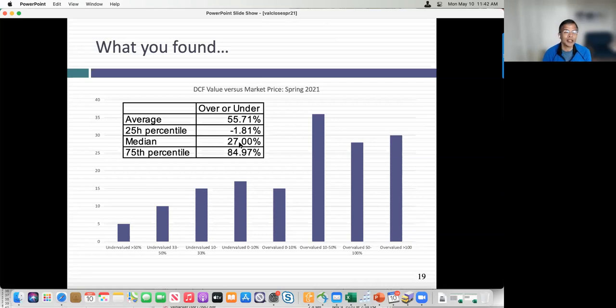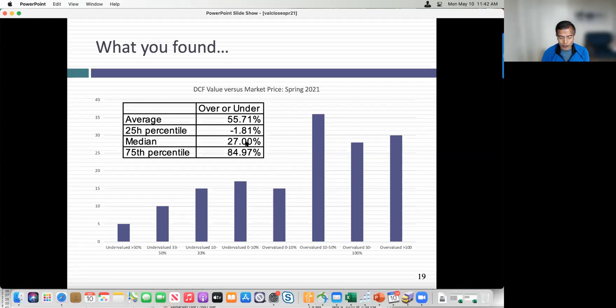The 25th percentile was minus 1.81%. So the 25th percentile, you had an undervalued company, but mildly undervalued. About 70% of the companies in the class came out as overvalued. 30% came out as undervalued. I'll show you what that statistic has looked like over time, so you can compare the number over time. But at least this semester in this class, about 70% of the companies came out as overvalued. 30% came out as undervalued.